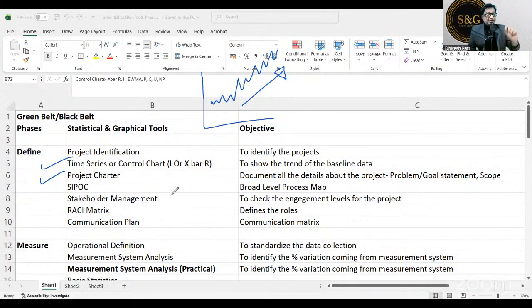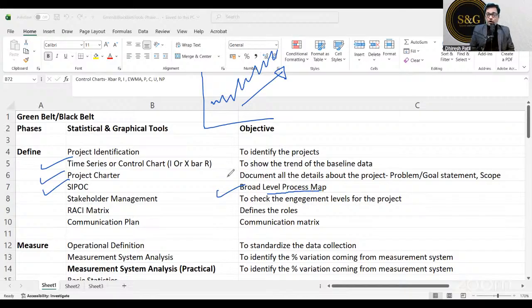Correct? See, today I will not cover all the tools. The objective of today's session is to cover the sequence of the tools. So first you identify the project, you plot the data of the project with a time series or a control chart so that the trend can be understood, and then you put all the information in the project charter. Then comes SIPOC. This is a broad level process map.